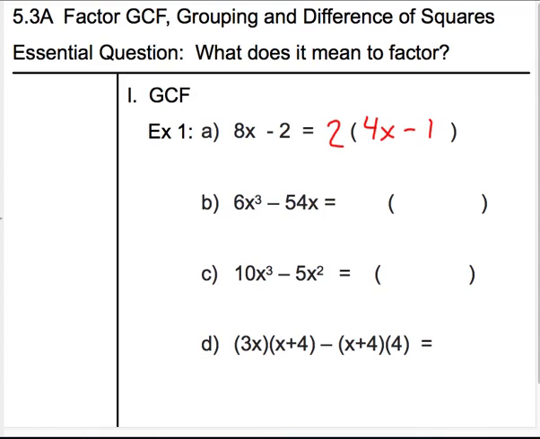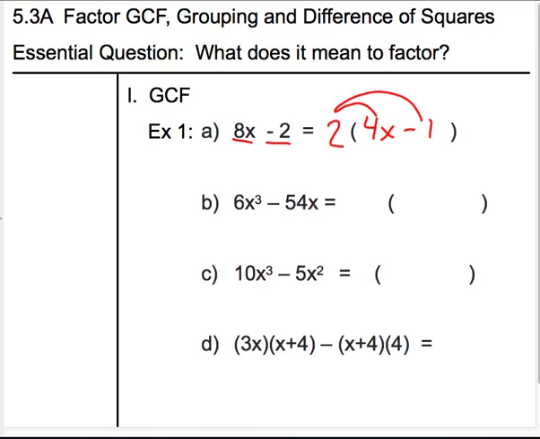A common error when one of the terms is the greatest common factor is students will just leave off the 1, so make sure that you check your answer by using distributive property. 2 times 4x gives us our 8x term. 2 times negative 1 gives us our negative 2 term. Without that negative 1 there, we wouldn't have a complete binomial after we multiply.